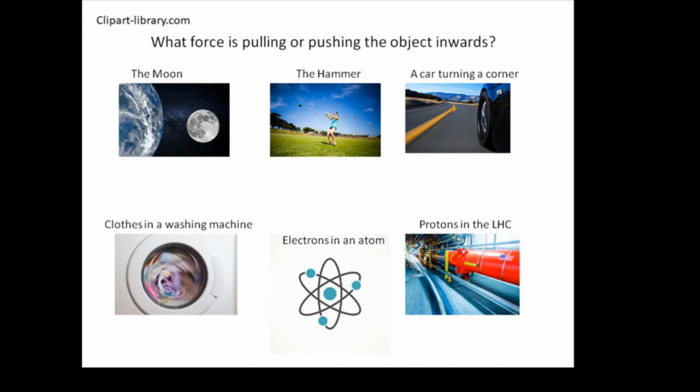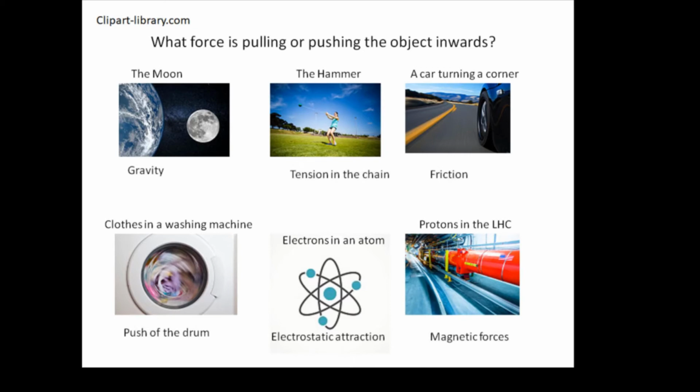So here are some objects moving in a circle. What is the resultant force, which is either pulling or pushing the object inwards towards the center? Look at these diagrams, see if you can figure it out for yourself. Pause the video.